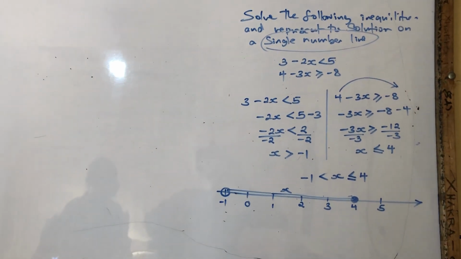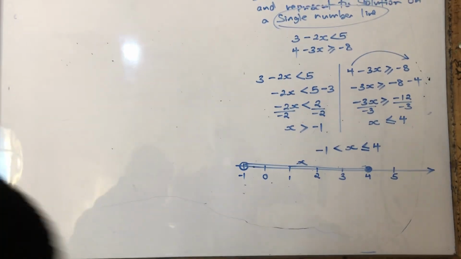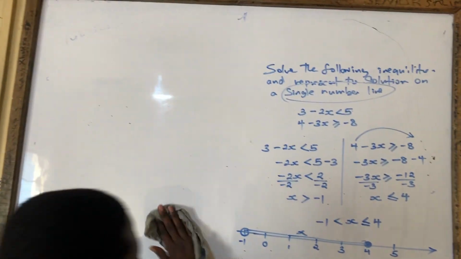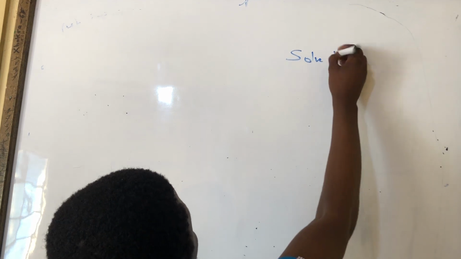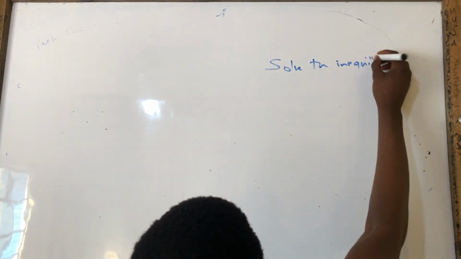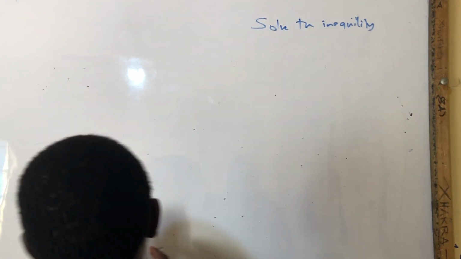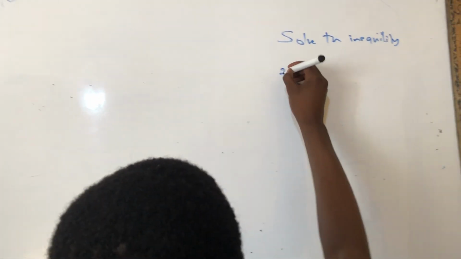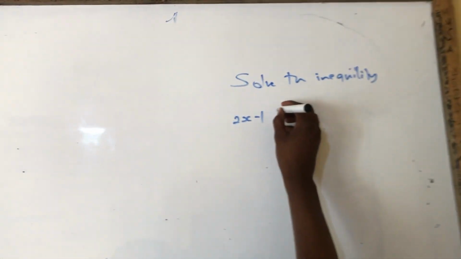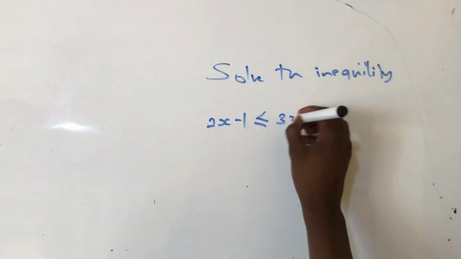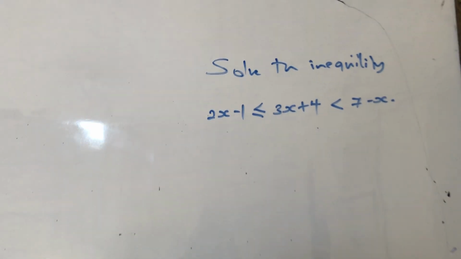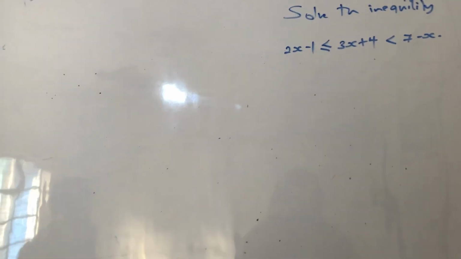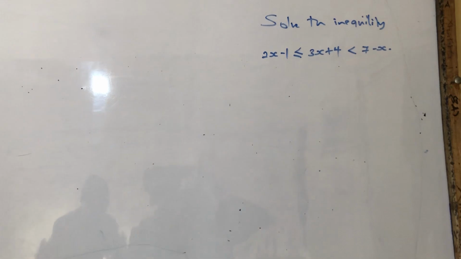That brings us to another example. Let's consider this example. You are now asked again to solve the inequality. Solve the inequality 2x minus 1 is less than or equal to 3x plus 4 is less than 7 minus x. You are required to solve that inequality.